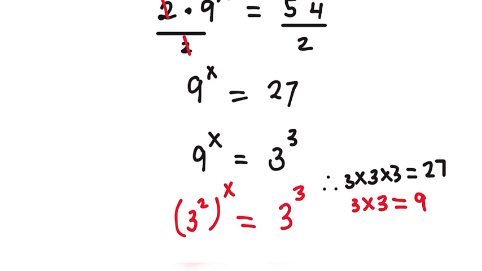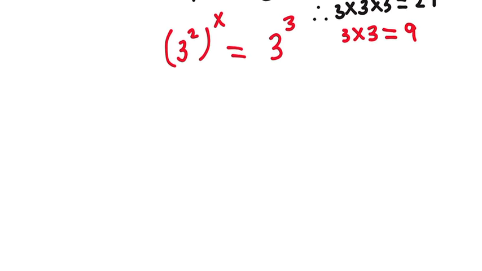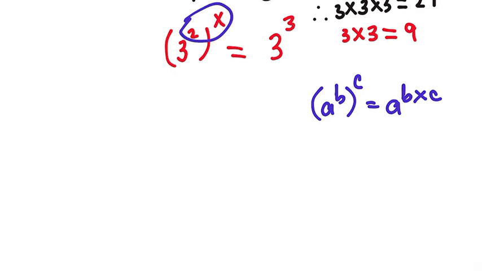Okay, so from there, if you recall from the law of indices, when you have a to the power of b then to the power of c, you see these two powers, we have to multiply each other. We have b times c. So the same thing we are going to do for 2 and x here. We are going to multiply the 2 by x, then we have 2x. Understood? So it will equal 3 to the power of 3.